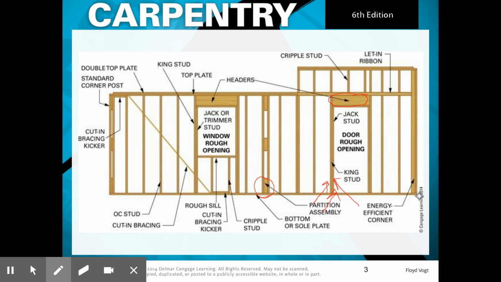And then on this side, we have a corner constructed in a different manner. This is an energy efficient corner, and we're going to be going over that also. Two more components: this is a single top plate here, but you can see that there's two of them, one there and one there. So this ends up being a double top plate.